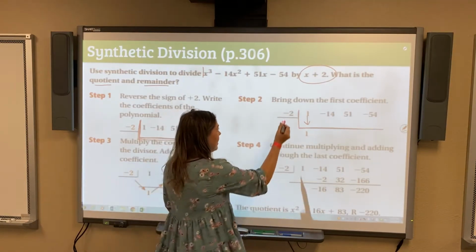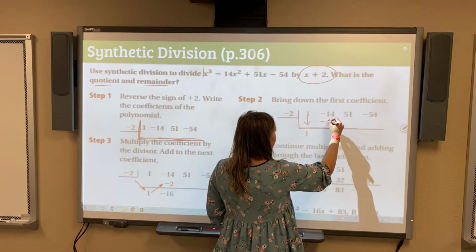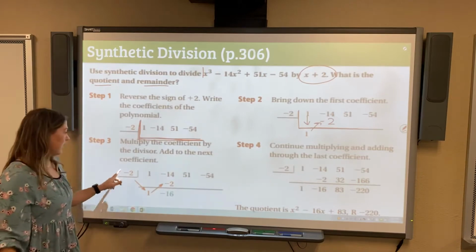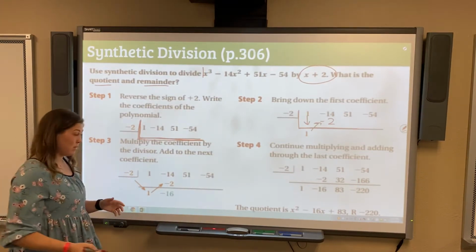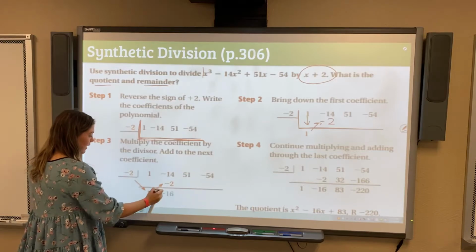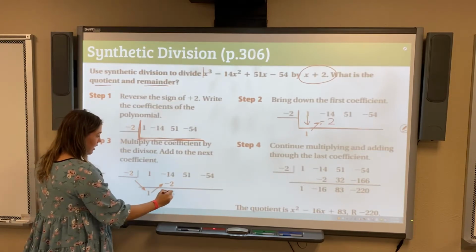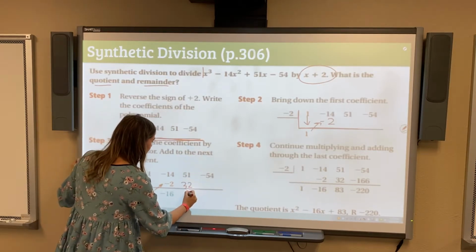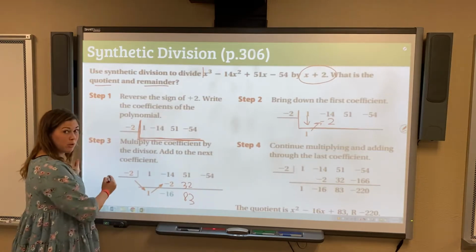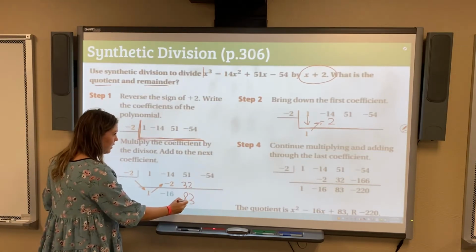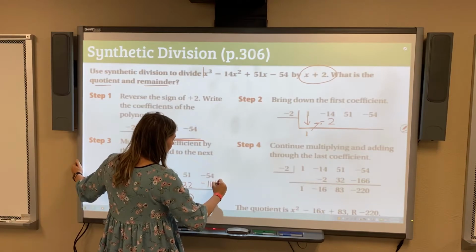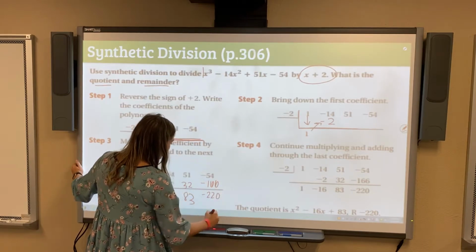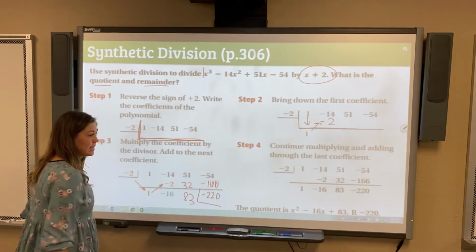Now we multiply. Negative 2 times 1 is a negative 2, so that goes up there. Now we do the same thing: we multiply negative 2 times negative 16. Well, that is 32. Now we add down. So 51 plus 32 is 83. Multiply again. Negative 2 times 83 is negative 166. Add straight down, we get negative 220. And that right there is our remainder.